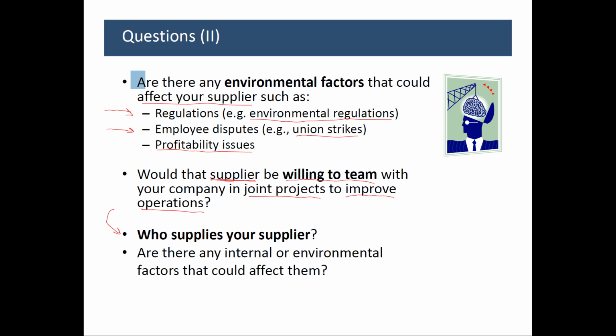So how does the supply chain continue from the part of the direct supplier on? And do they have any internal or external or environmental factors that could affect them? So you would ask once again the questions that you ask from your direct supplier to the suppliers of the supplier in order to get the whole picture of the supply chain.